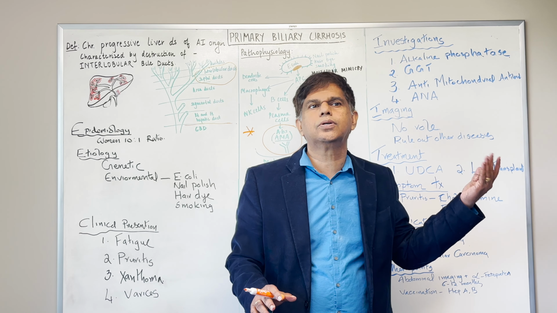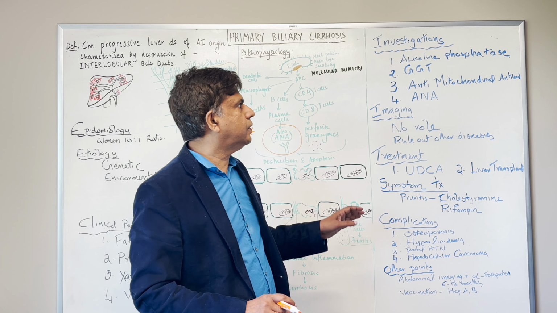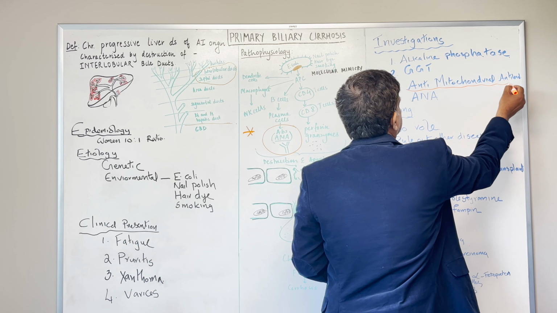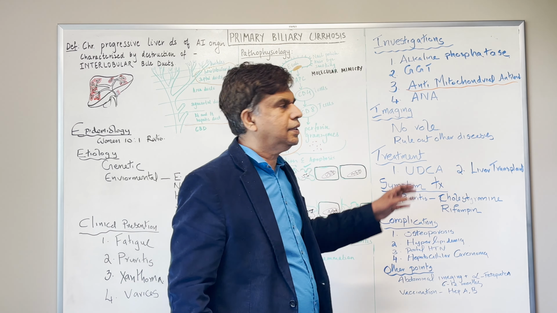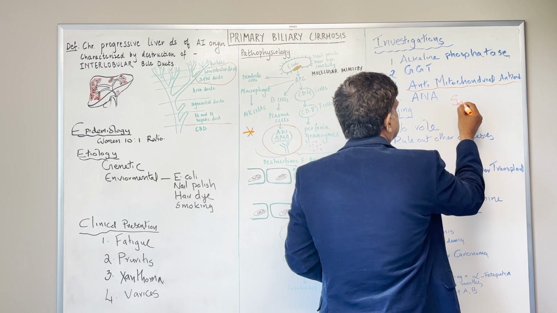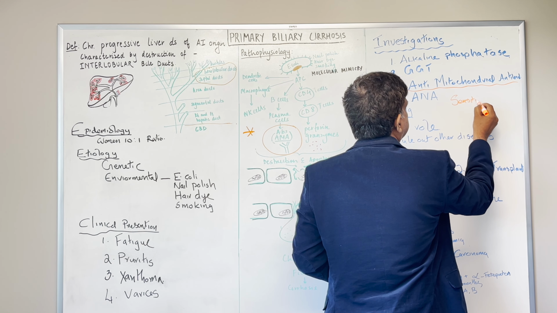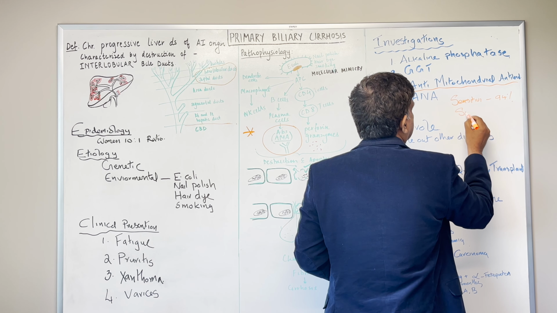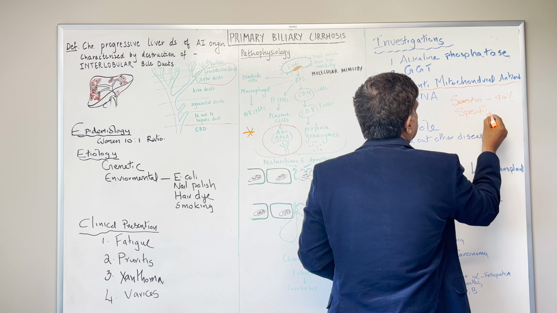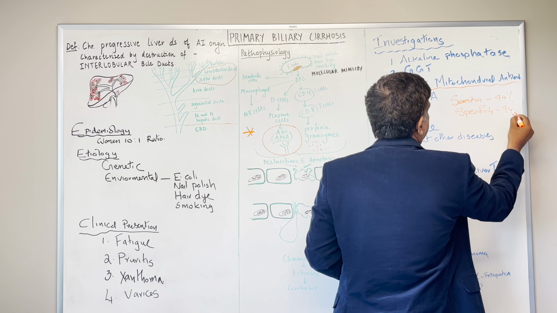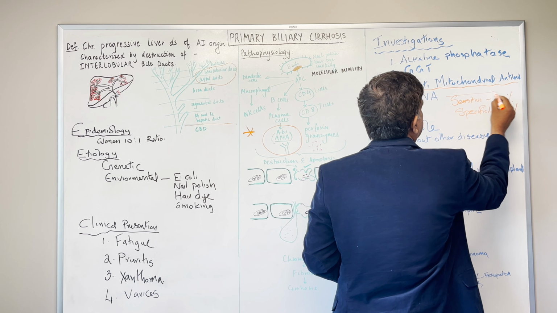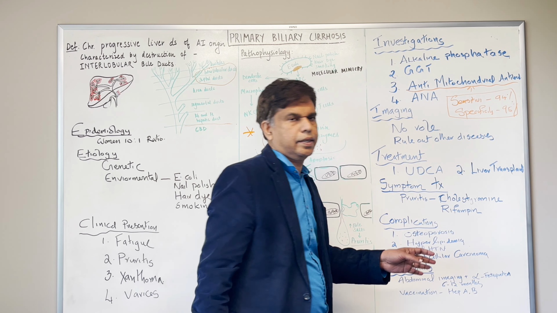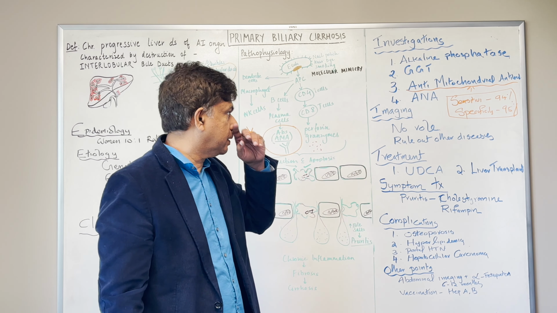In these people, GGT is going to be elevated. And the next one is the most important: the anti-mitochondrial antibody. The sensitivity is around 94%. Specificity is around 95%. So it's a very good test, an excellent test, remember that.